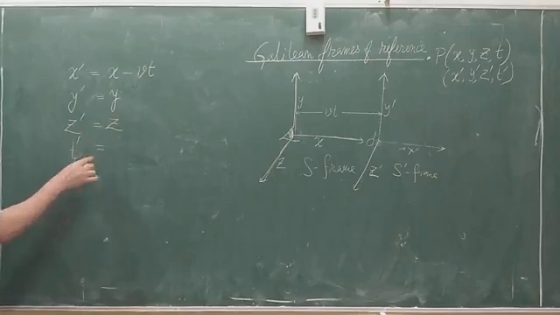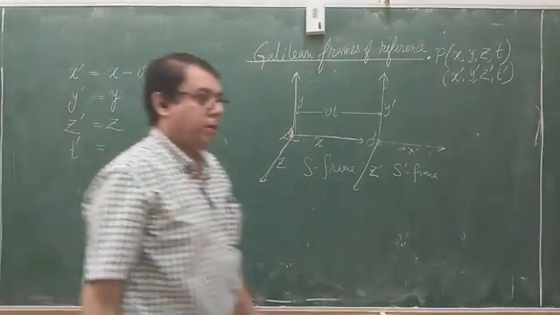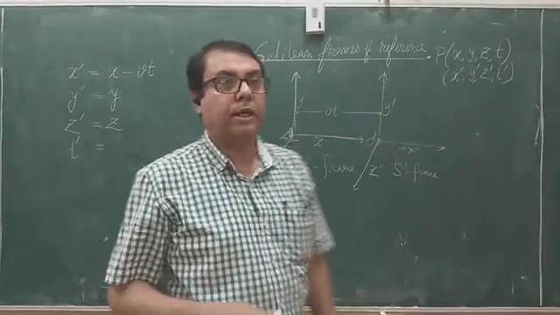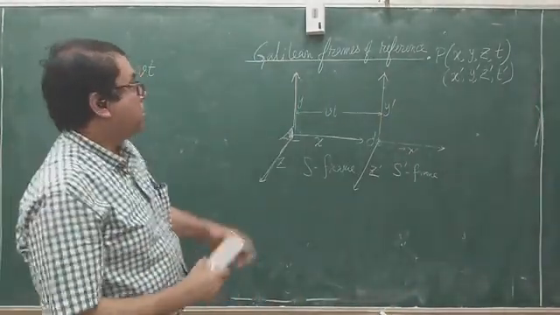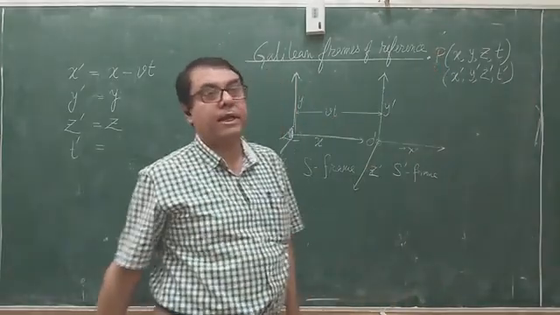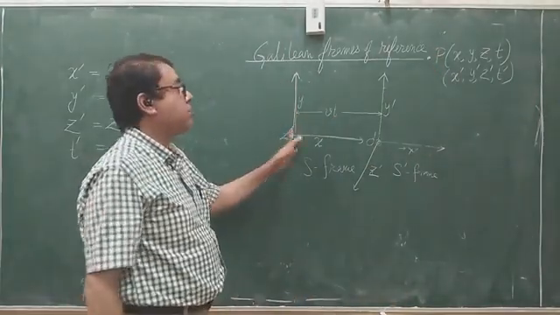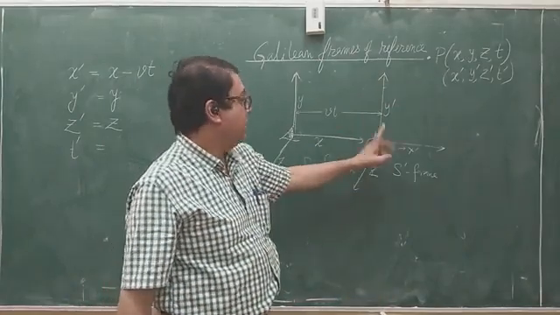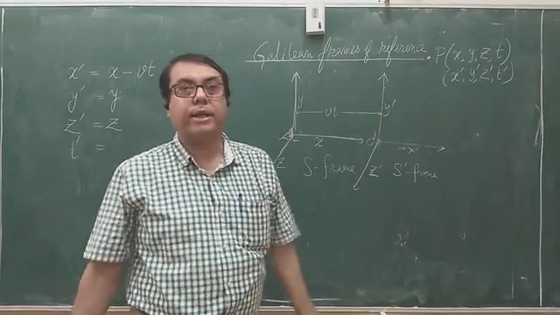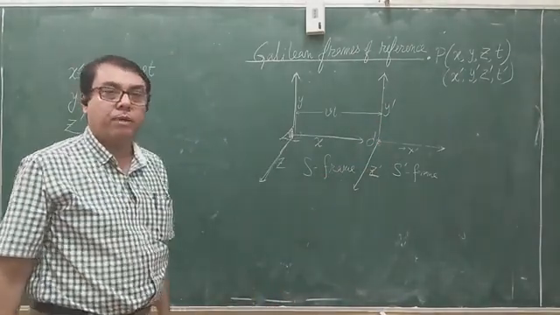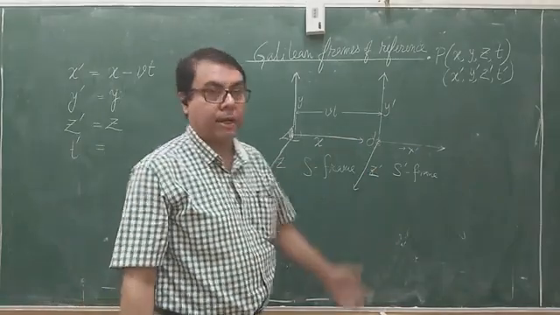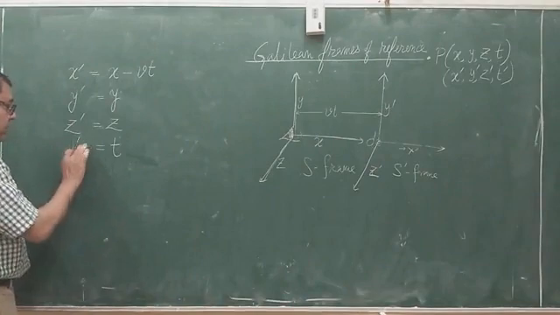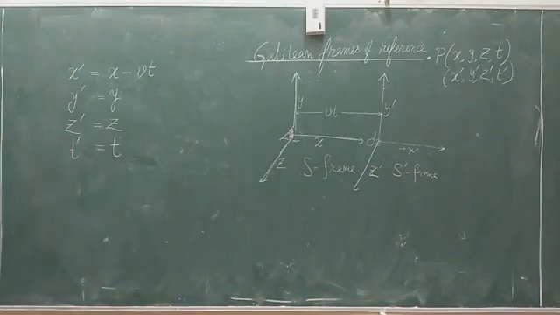It's our common day-to-day experience that if an event has occurred at a given time, say exactly at 1 p.m., suppose some bomb has blasted here exactly at 1 p.m., then this fellow says that it has occurred at x, y, z and at 1 p.m., and this fellow says that it has occurred at x dash, y dash, z dash, but also at 1 p.m. In time they do not disagree. So this is our common experience. So I can write t dash equal to t, and this is called the transformation law.